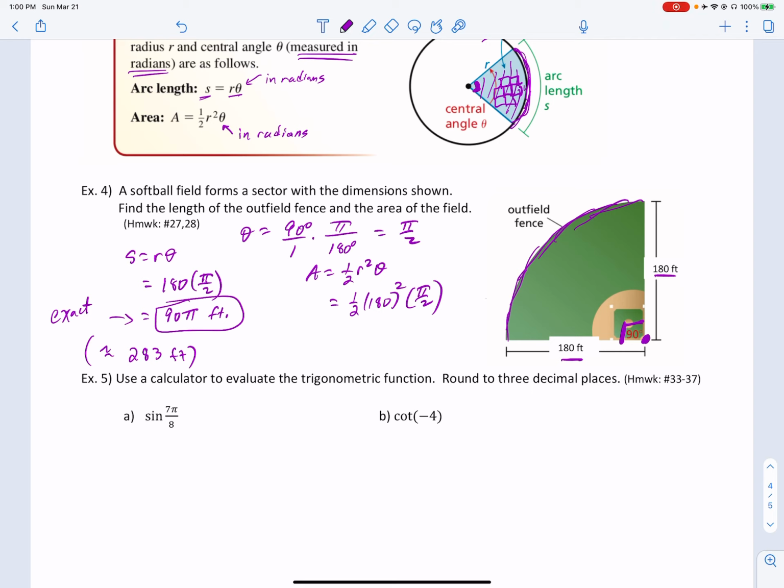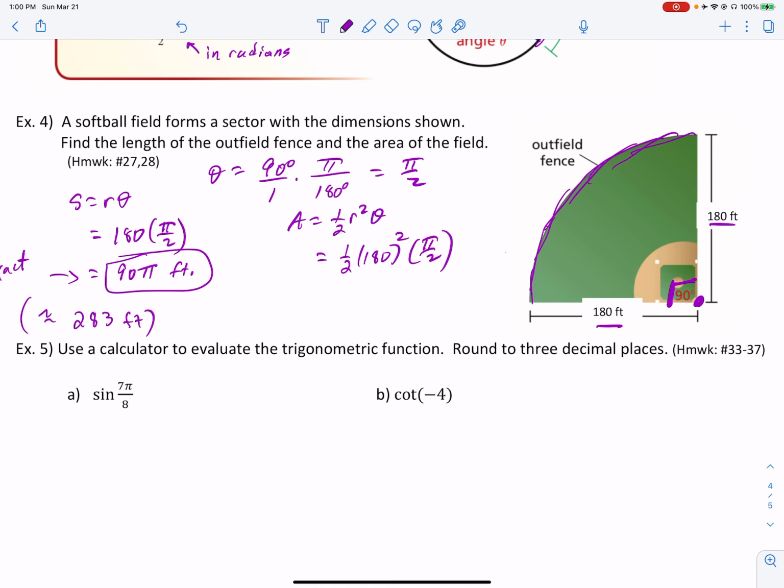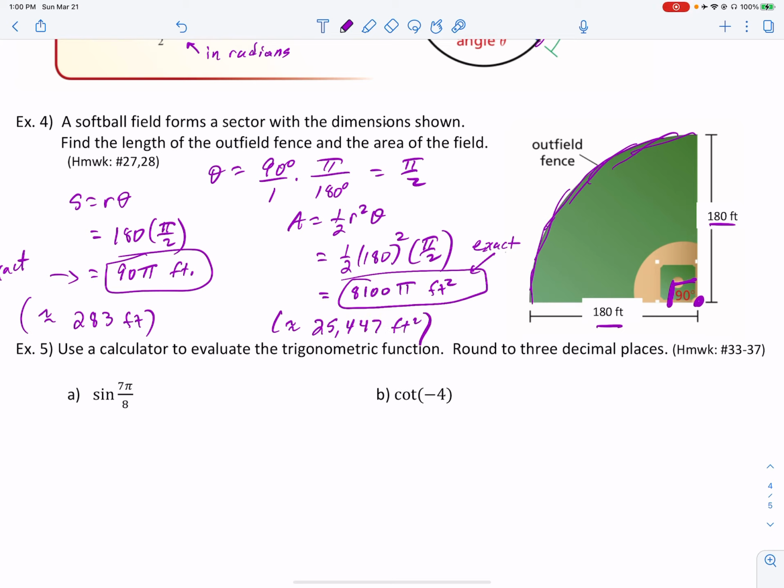These are the ones where we're applying radians, and these are the formulas that we use now that we know radians. And so if you work that out and take 180 and square it, divide it by 2, it comes out to 8100, and then the pi halves, divide that by 2 again. So it's 180 squared divided by 4 actually, and then times pi. And then for units, this is area, so it's going to be feet squared. This is your exact answer. It comes out to approximately 25,447 feet squared if you multiply that out.